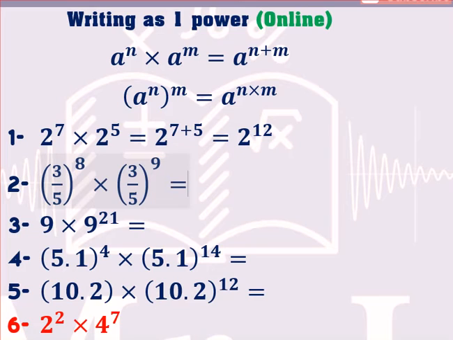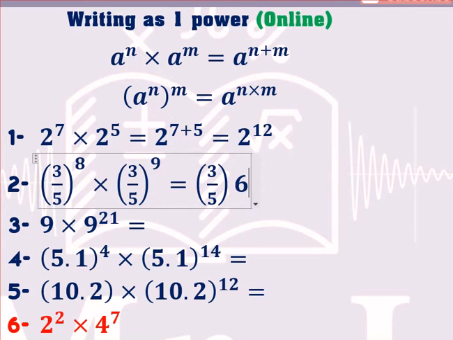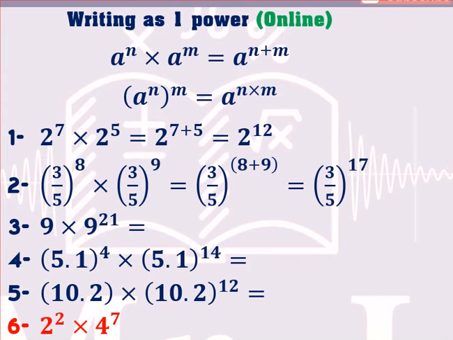Same thing here guys, if you look at this example, we have the same base: 3/5 and 3/5. So same thing, this will be equal to 3/5 raised to the power 8 plus 9. So this will be equal to 3/5 raised to the power 17, because simply 8 plus 9 is equal to 17. Same thing here guys, I have 9. When I have 9, this can be seen as 9 raised to the power 1. 9^1 multiplied by 9^21 will give 9^(1+21), so it's 9^22.